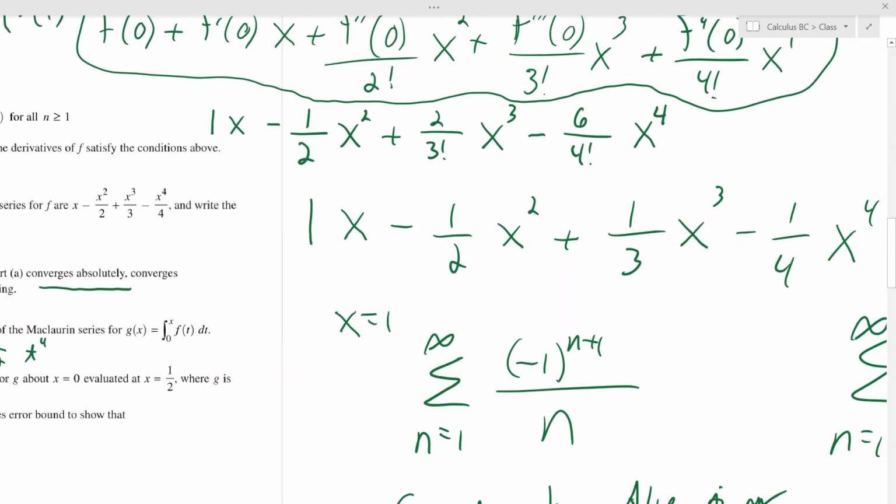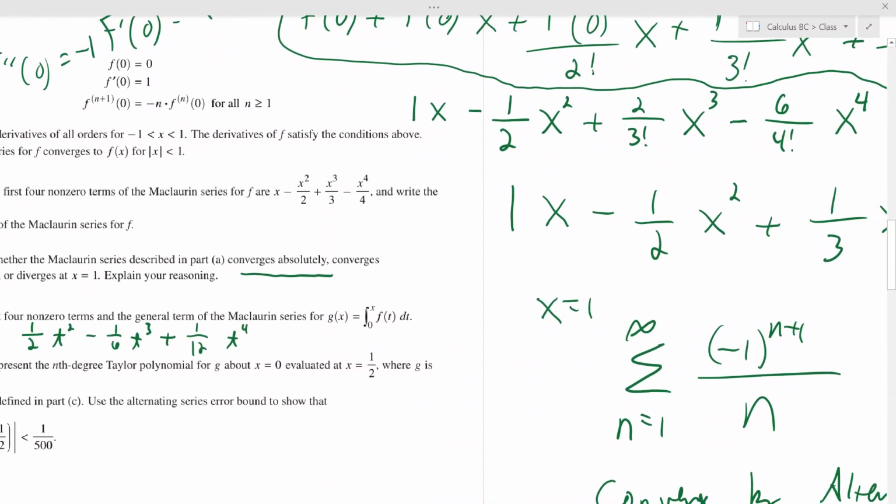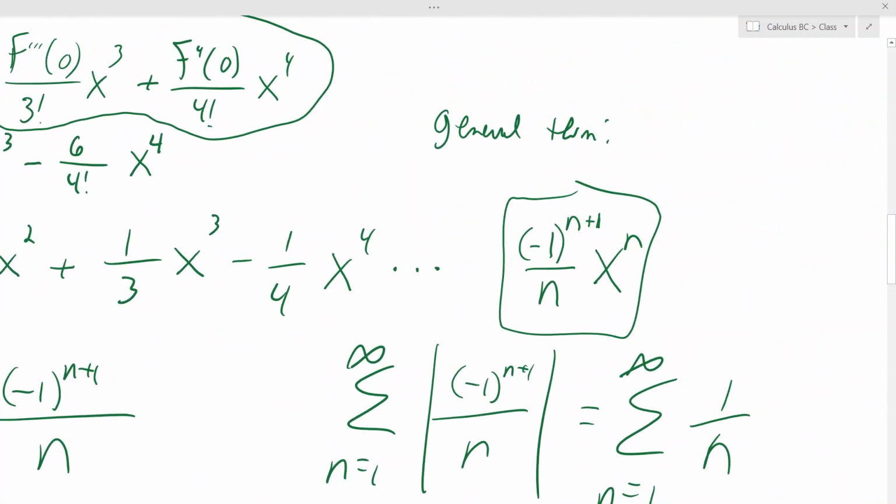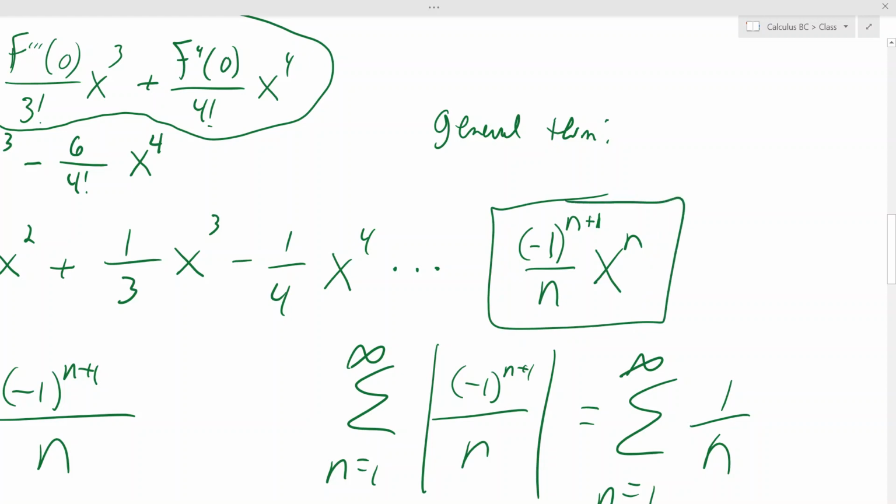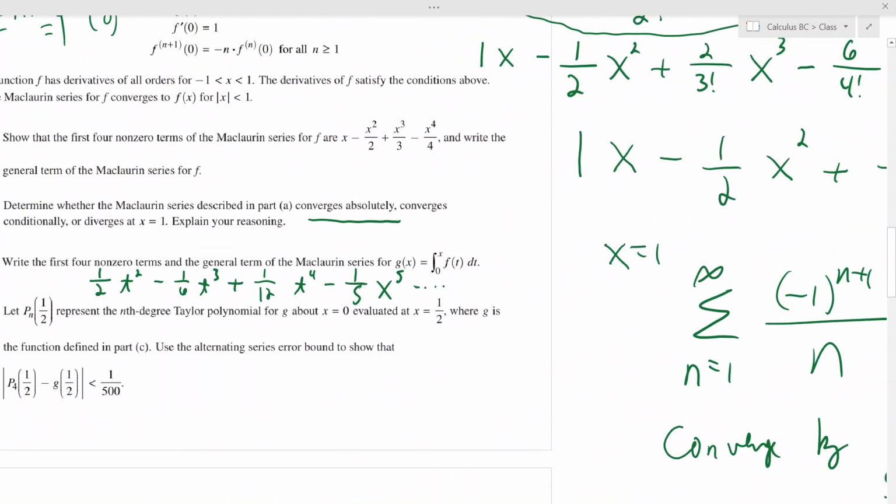And the last one we have over there is 1/5 x to the 5th. And the general term, you just integrate this thing here. Now remember, all you're integrating is the x. So you add 1 to the exponent and divide by the new exponent. Everything else stays the same. So that's going to be dot, dot, dot.